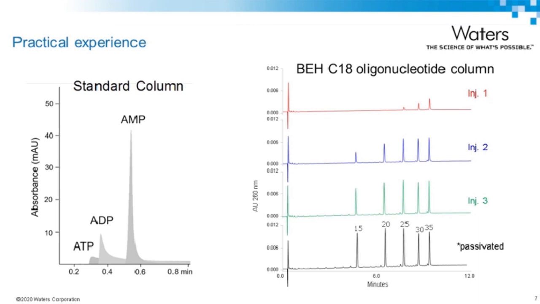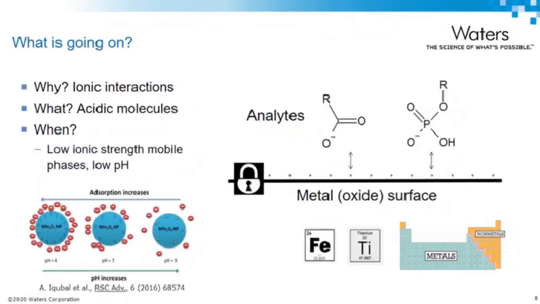After many more injections, you may arrive at the state which is so-called passivated. The column is now giving you full recovery of the sample. This is obviously an unwanted effect.